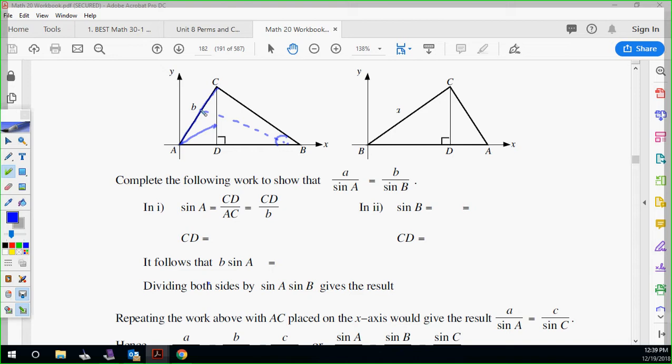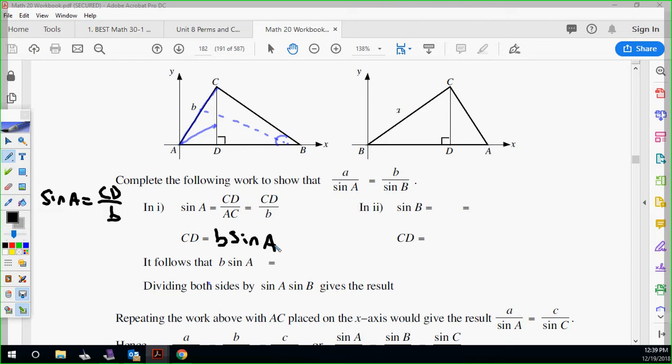So then what does CD equal? Let me write it back for you here. Sine A equals CD over B. So what does CD equal? How do I solve for CD when I just wrote right there? I want to solve for CD, so I times the B over. So B sine A. Do you see that? CD equals B sine A.